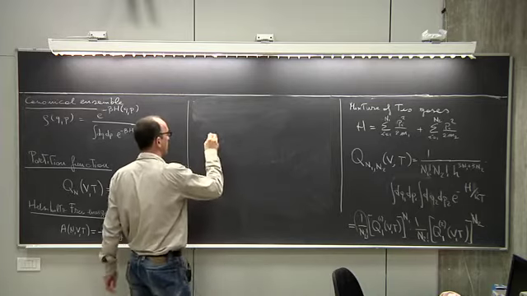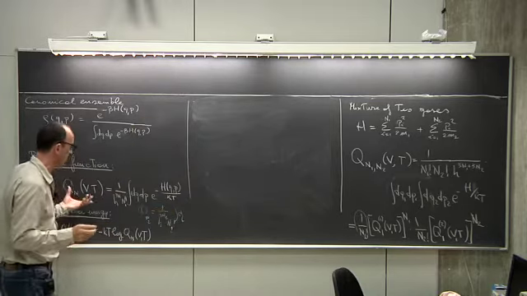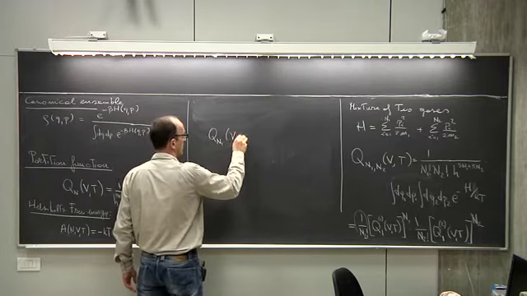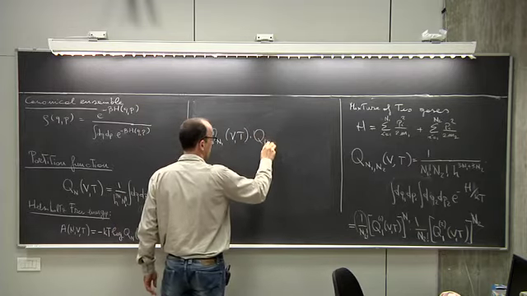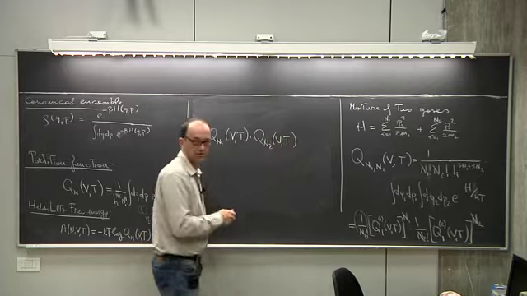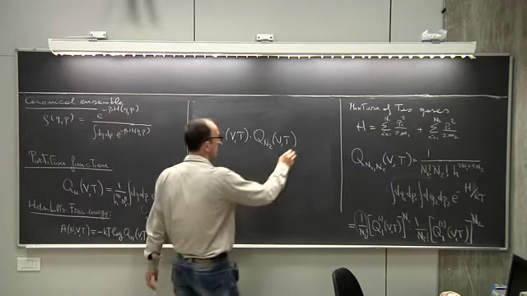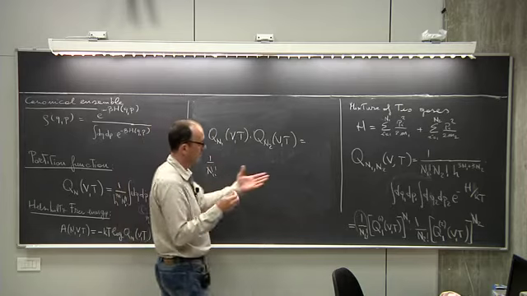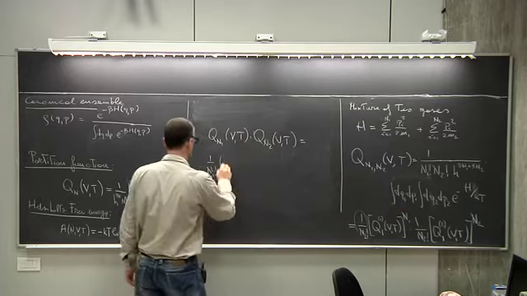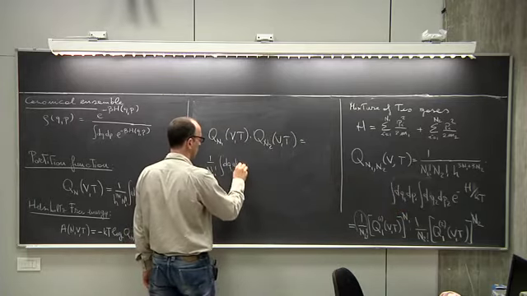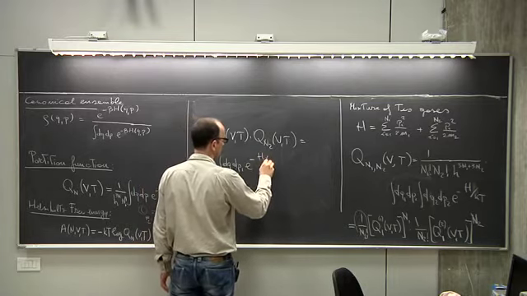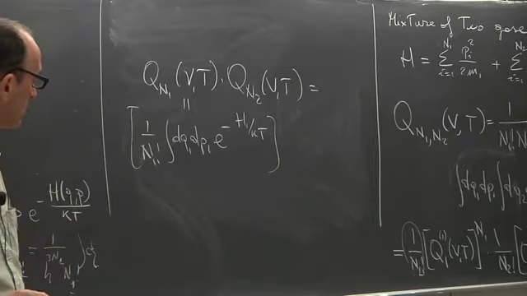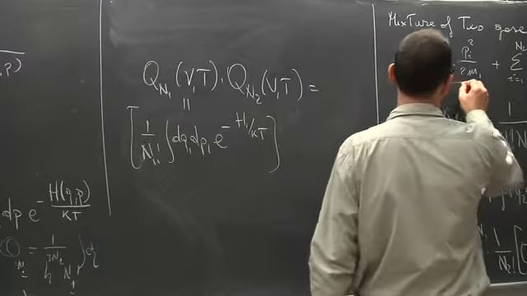So do you agree that the combined system, so the partition function in that case, should be Q of N1 of volume and temperature times Q of N2 of volume and temperature? Okay, so what is this? This is 1 over N1 factorial times all these integral dq1, dp1, e to the minus H1 over kT. I call this H1.